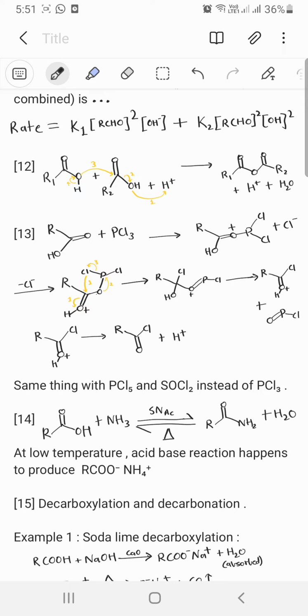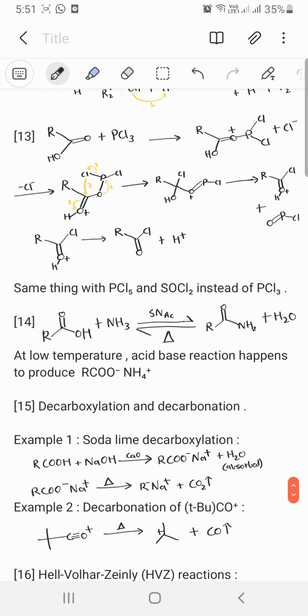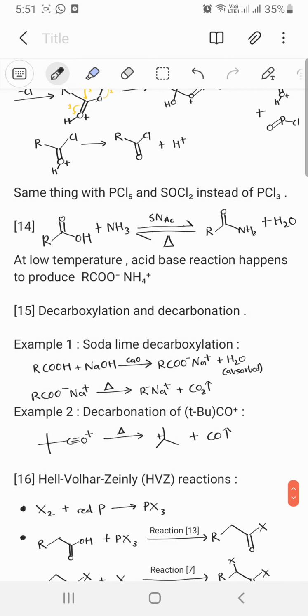Cool. Yeah, right. That's fine. That's about correct. Yes, this looks correct. Fine. Same thing with PCl5, SOCl2, etc. instead of PCl3. Okay. 14th.